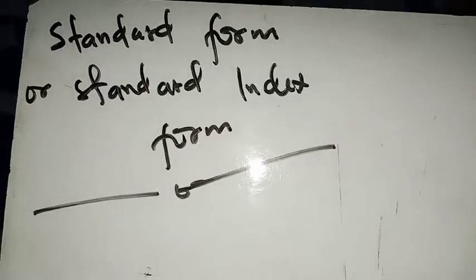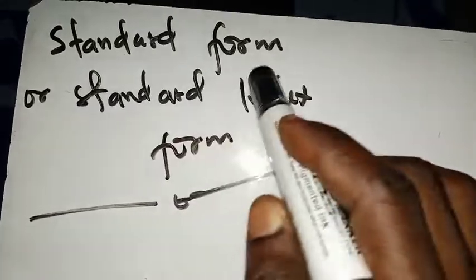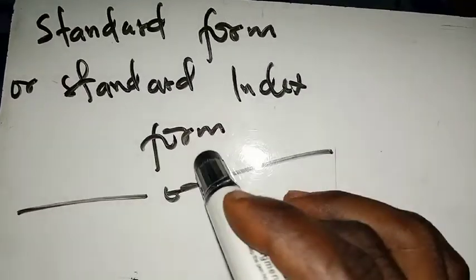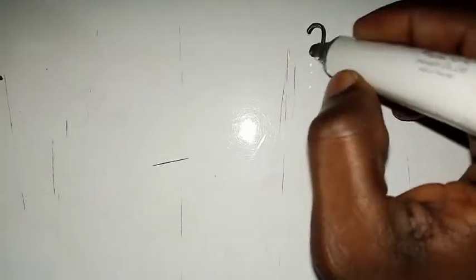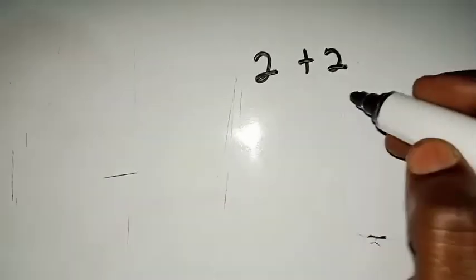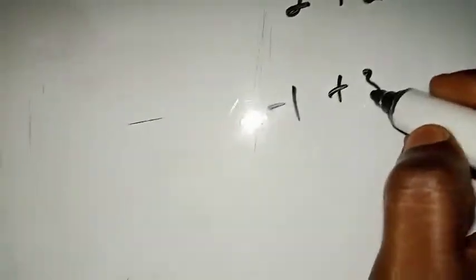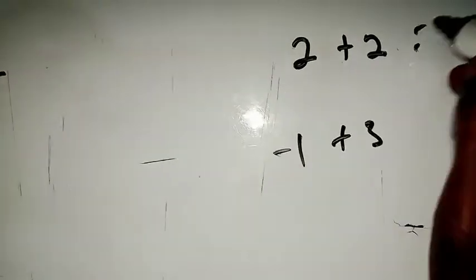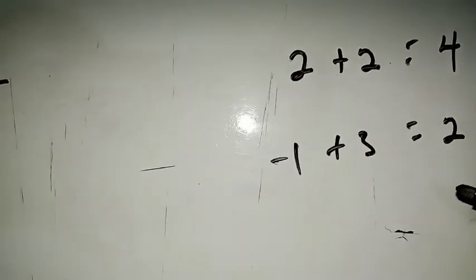What we are going to discuss in this video is what we call a standard form, or a standard index form in some cases. So what it means is, assuming I give you 2 plus 2, or maybe -1 plus 3, you can do these things. Here it is going to be 4, and here it is going to be positive 2. These are the simple calculations that we can do.